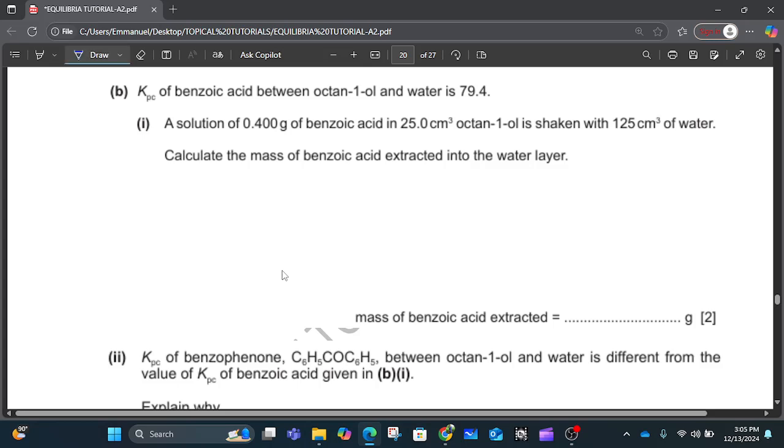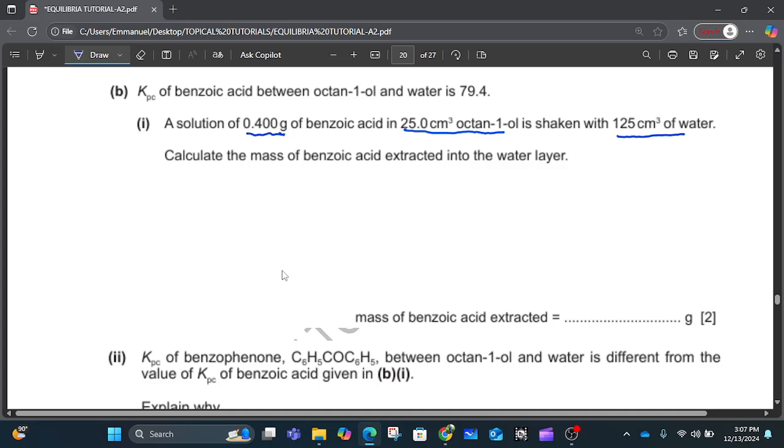I. A solution of 0.400 grams of benzoic acid in 25.0 centimeter cube octan-1-ol is shaken with 125 centimeter cube of water. Calculate the mass of benzoic acid extracted into the water layer. In this question, 0.4 grams of benzoic acid, which is the solute, is first dissolved in 25 centimeter cube of octan-1-ol, which is the organic solvent. 125 centimeter cube of water, which is the aqueous layer, is then added to the resulting mixture and shaken together.